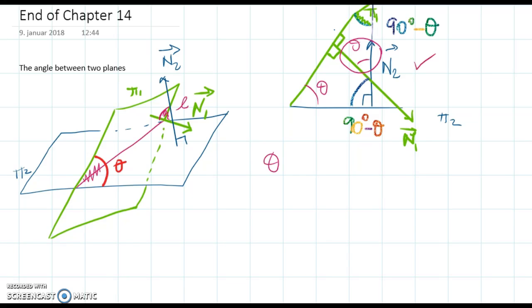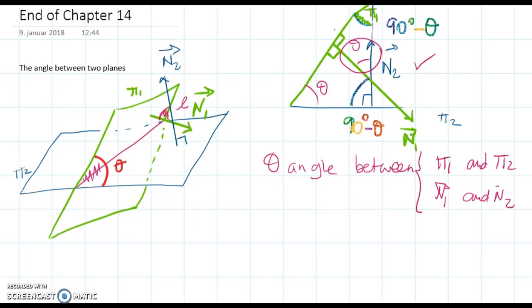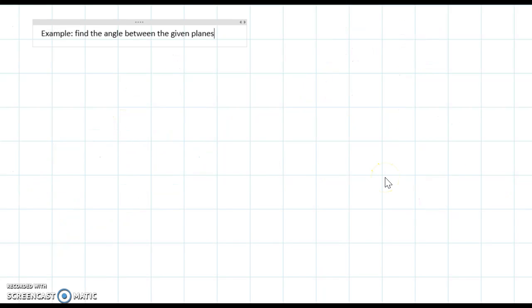So theta is the angle between pi1 and pi2, but it's also the angle between n1 and n2. And that's what we are going to see in the next example, how finding actually that angle between two vectors is very easy. So now we are going to find the angle between two actual planes.